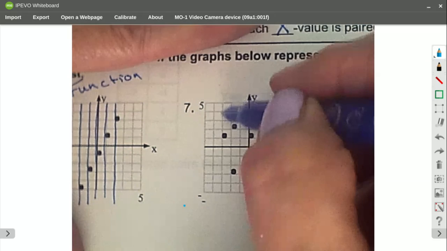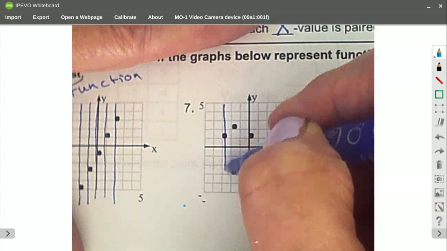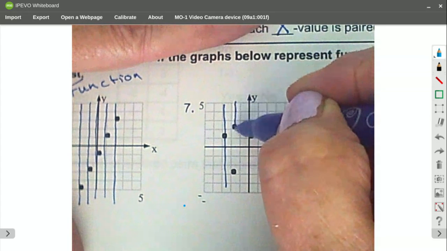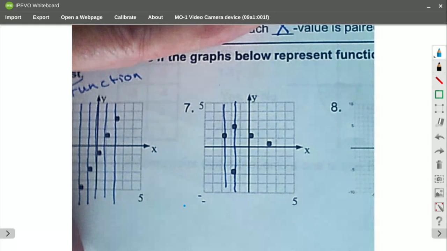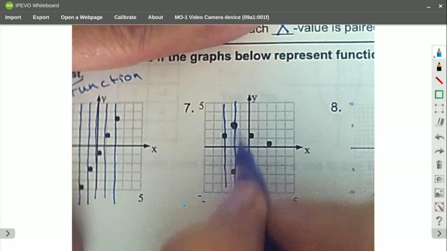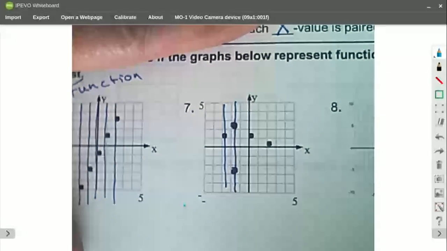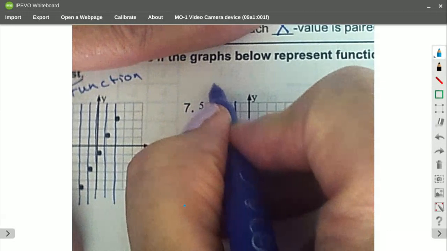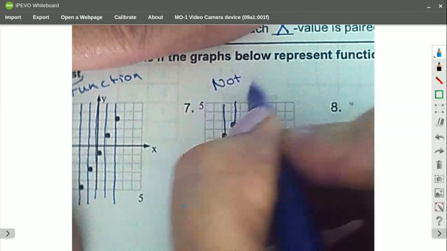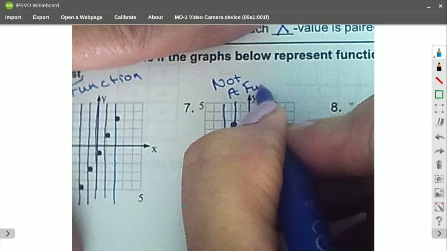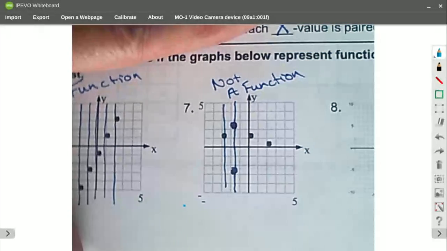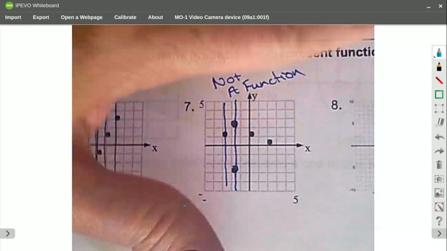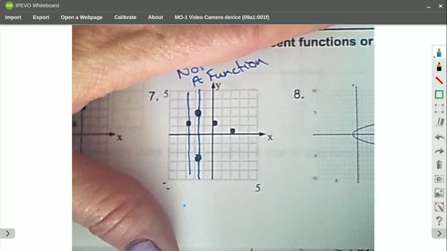All right, look at 7. If I draw a line here, I only tap 1. But when I draw a line here, I'm actually intersecting 2 coordinates. So this is the same x. This x and this x are the same. So that repeats. So it is not a function. Not a function. Okay?